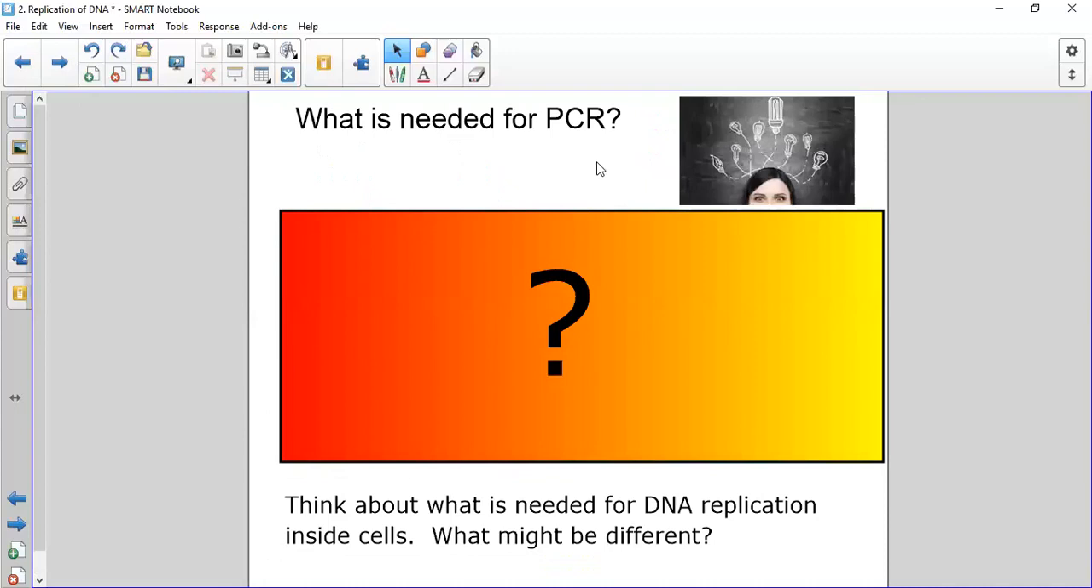Right. So what do you need for PCR? Well, it's very similar to DNA replication, but it's not inside cells. Okay. So very similar. So have a little think of what you'll need. What do you need for normal DNA replication when it's inside a cell?